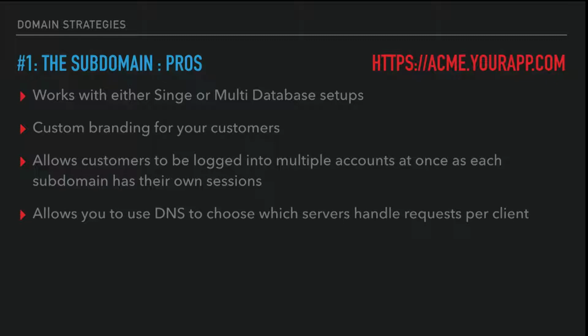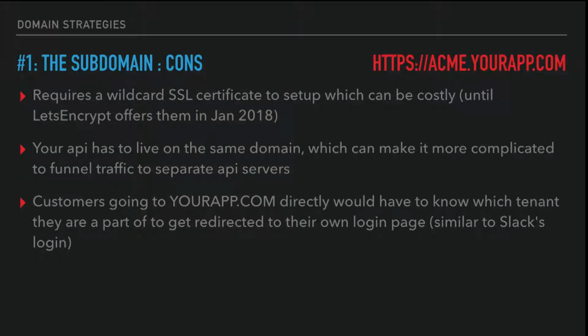So what would be the cons of a subdomain setup? First, it requires a wildcard SSL certificate, which can be a few $100s. Now, I know Let's Encrypt will be offering them in early 2018, but until that point you would have to buy your own SSL certificate. The second is your API generally has to live on the same domain, which can make traffic funneling a little bit more difficult.